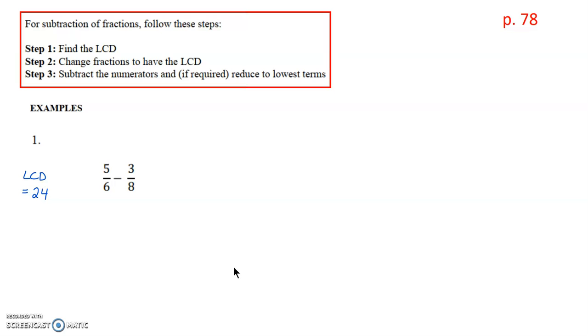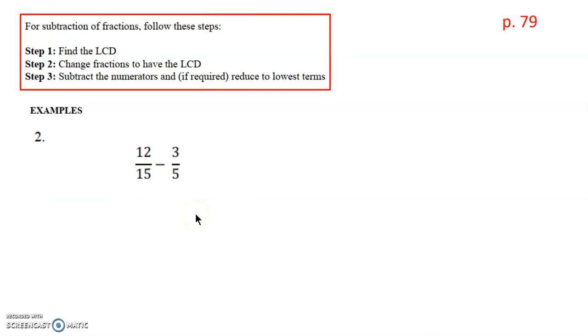But once we find the lowest common denominator, we're going to change both the 6 and the 8 to make them out of 24. And what we do to the denominator, we're going to do to the numerator as well. So we're going to multiply the first fraction by 4, and the second fraction by 3. And we can rewrite these fractions. 5 times 4 is 20 over 24, minus 3 times 3 is 9 over 24. Now we have that common denominator, 24, and we subtract our numerators. 20 minus 9 is 11.